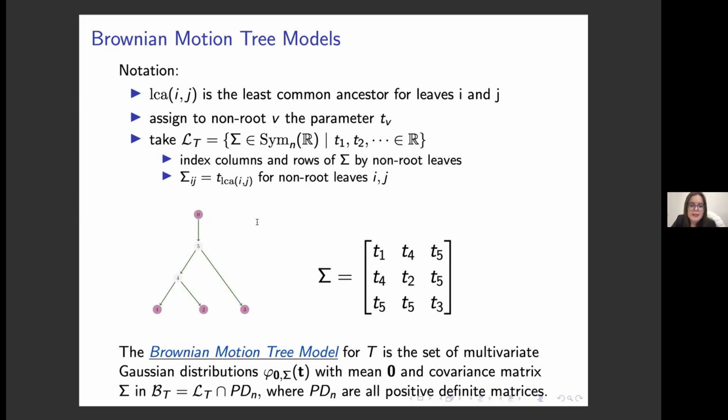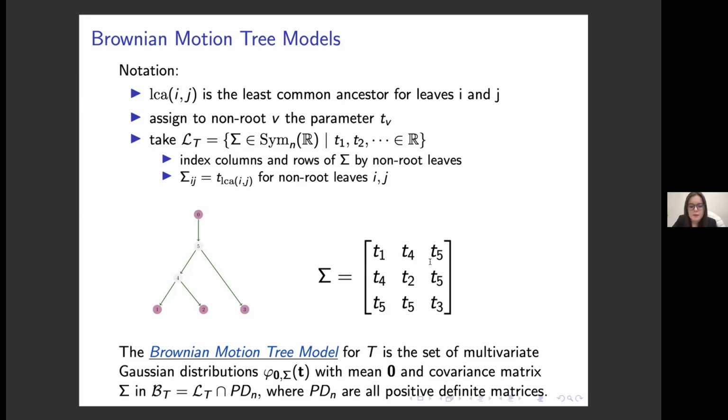So for instance, T of LCA of 1, 1 is just T1, because the least common ancestor of 1 and 1 itself is 1. But the least common ancestor of 1 and 2 is 4. So in the position 1, 2, we have 4. The least common ancestor of 1 and 5 is 3, so here we have T5, and so on. So take the set of all such matrices for any choice of these T1, T2, T3, T4, T5.